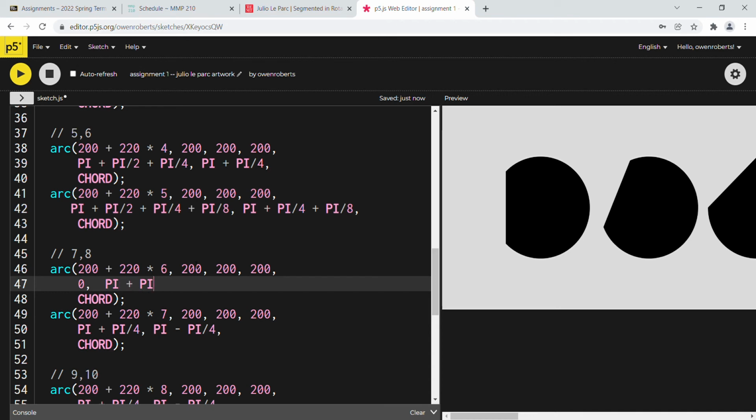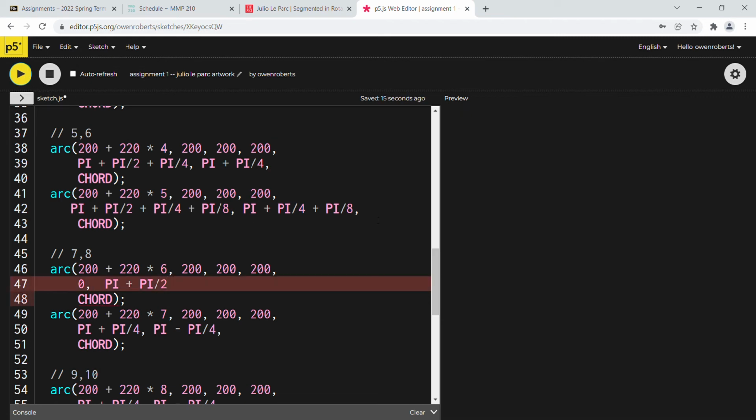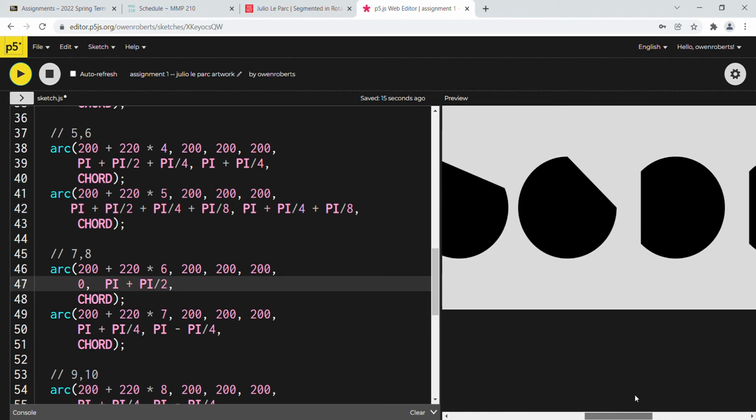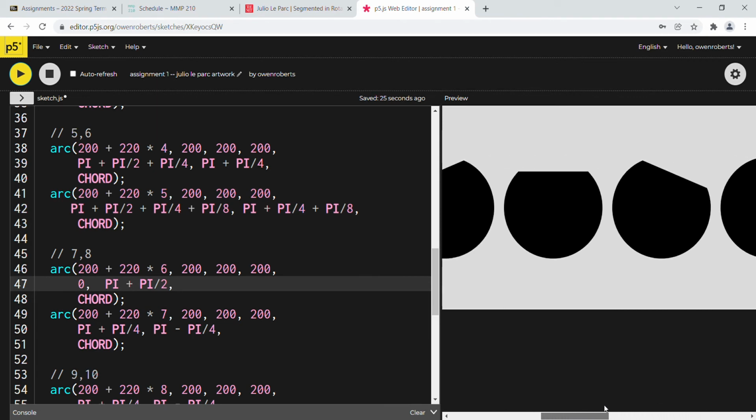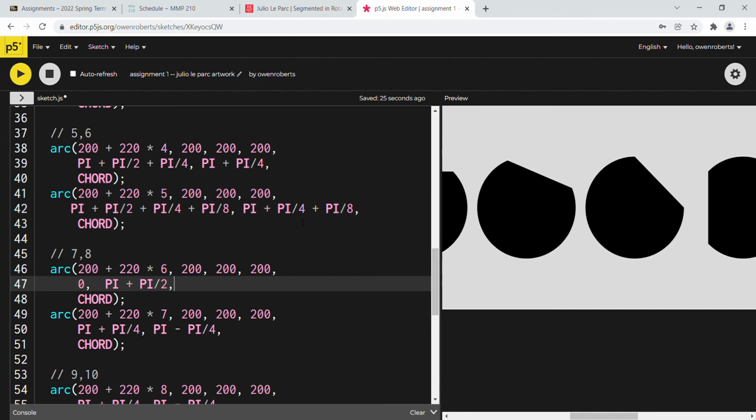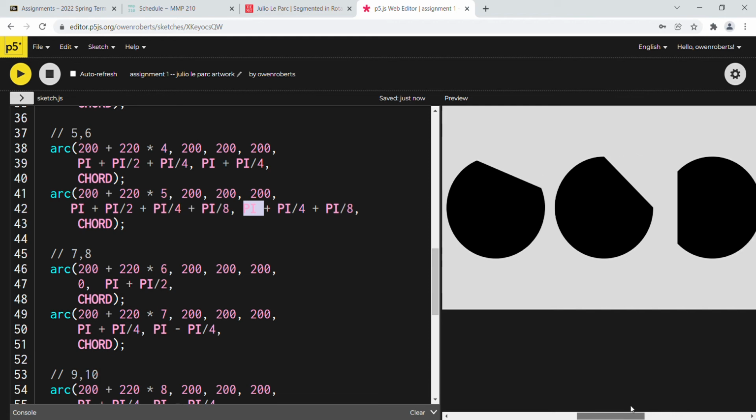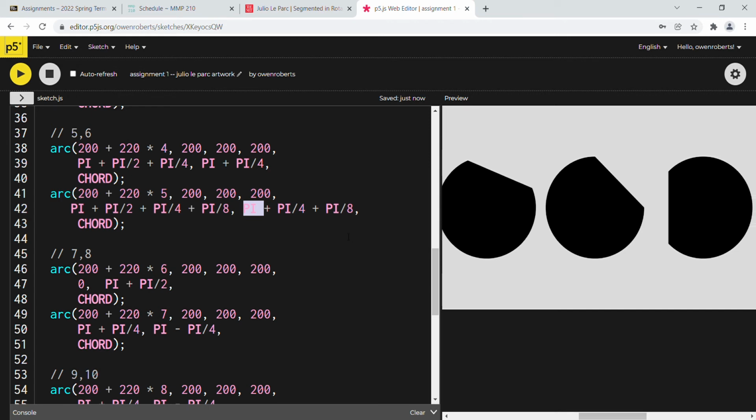So pi plus pi over 4 plus pi over, wait, no. Pi over 8. Oh, this is just pi plus pi over 2. Oops. I think I got that one wrong. Oh, maybe not. Okay. Oh, wait, yeah, I did, because this one has to keep going. Wait, so what did I miss? So pi over 8 plus pi over 8 is pi over 4. Pi over 4 plus pi over 4 is pi over 2. Pi plus pi over 2. I'm not sure, but let's just keep going.